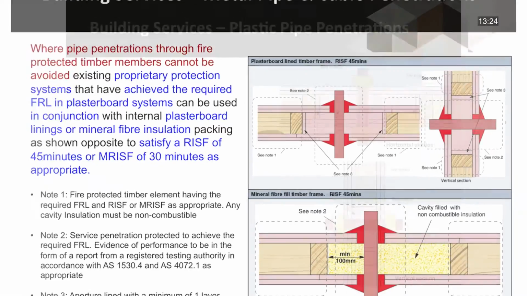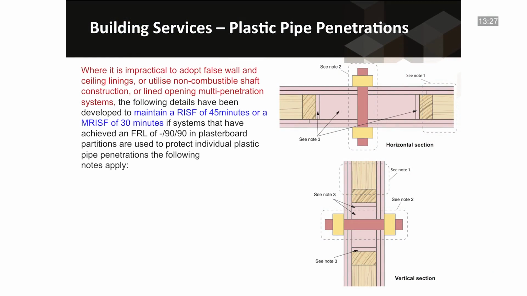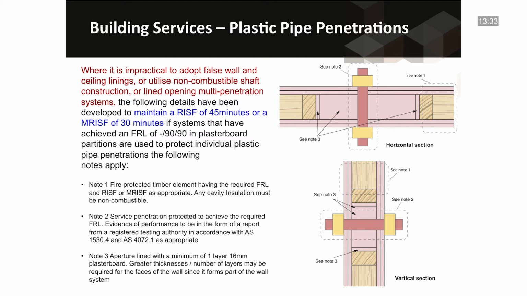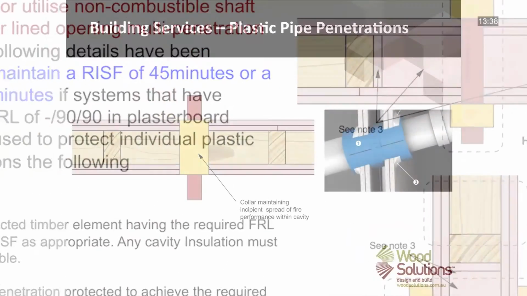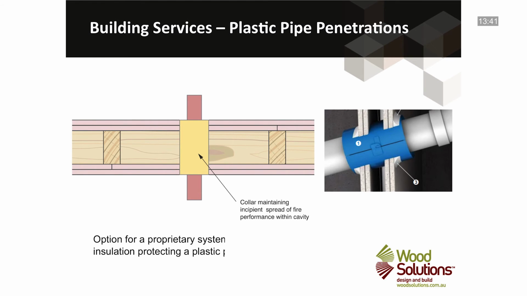For plastic pipe penetrations, the following details have been developed to maintain an RISF of 45 minutes or an MRISF of 30 minutes. Again, the details shown here must be followed to ensure appropriate protection is achieved. There are also options for proprietary plastic pipe penetration protection systems with integral insulation to protect the penetration. Manufacturers of these products will need to be able to provide appropriate test evidence to demonstrate compliance for these proprietary products, and products should be installed as per the manufacturer's specification. In terms of access panels, these may be utilised, but constructed as shown in the diagrams presented here. If proprietary access panels are used, then these must meet the required FRL.